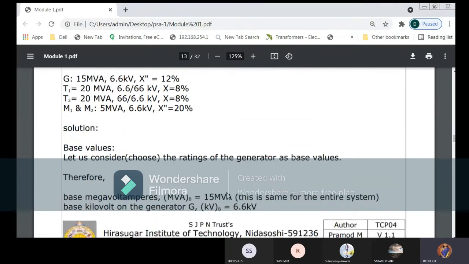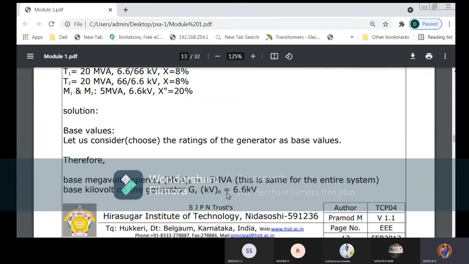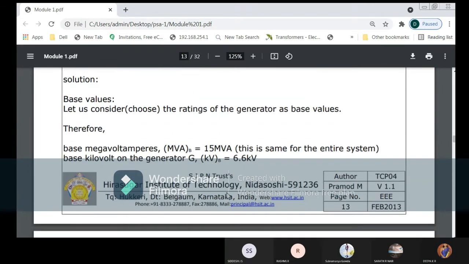Okay, now take down. First, as I said, the base value. The base value is not given in the problem, so we are choosing the rating of the generator as the base value. Here also they selected the generator because it is the first section, to avoid confusion. So the base megavolt-ampere, that is MVA, is 15 MVA. This is the same for the entire system. Wherever you are using a new base value, this 15 MVA will exist. You should not get confused.